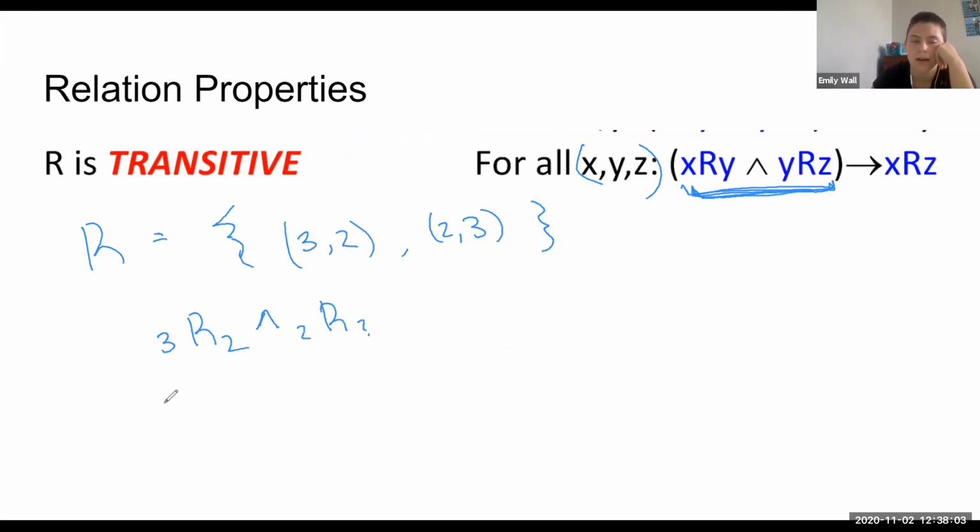If I had another pair in here, I would need to stick with this first element a little bit longer to figure out transitive. I'm not quite done with the pair 3, 2 right away. So I answer this question, what does 2 relate to? I fill this in, 2 relates to 3. So I come over here and I ask, does 3 relate to 3? This is the statement I need to evaluate.